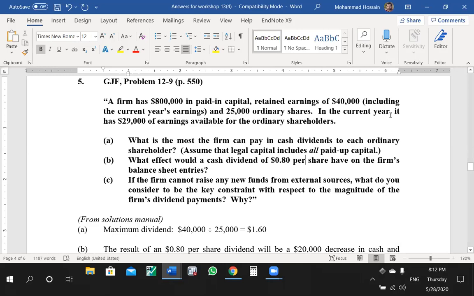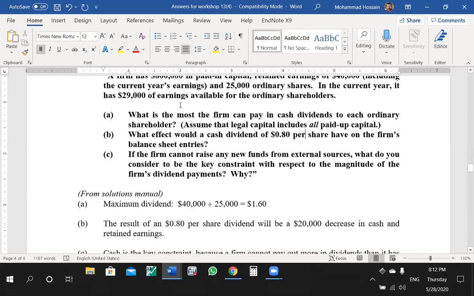In the current year, it has 29,000 of earnings available for the ordinary shareholders. So they decided they're going to pay up $29,000. Okay, 29,000 is available for them to give. What is the most the firm can pay in cash dividend to each ordinary shareholder?